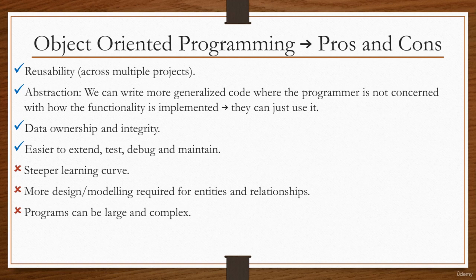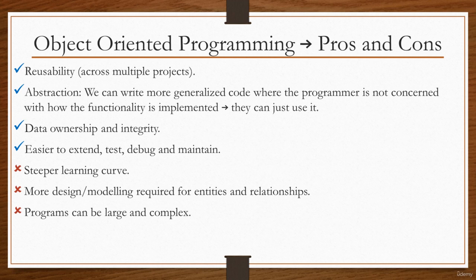In object-oriented programming, we can also write more abstract or generalized code, where the programmer is not concerned with how the functionality is implemented. They can simply use it. We also have data ownership, so some variable is owned and managed by some object, and the code is easier to extend, test, debug, and maintain.